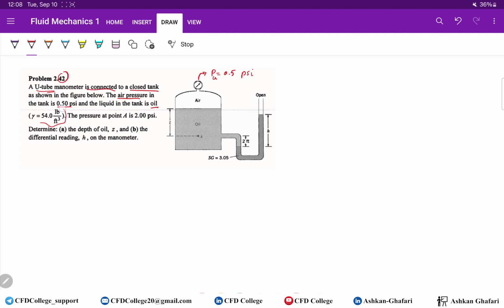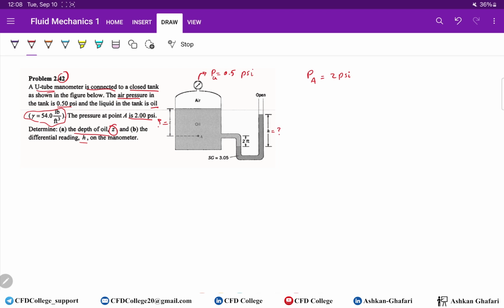We know the specific weight of this oil. The pressure at point A here is 2 psi, so PA is 2 psi. We should find the depth of oil, Z, and the differential reading H on the manometer.